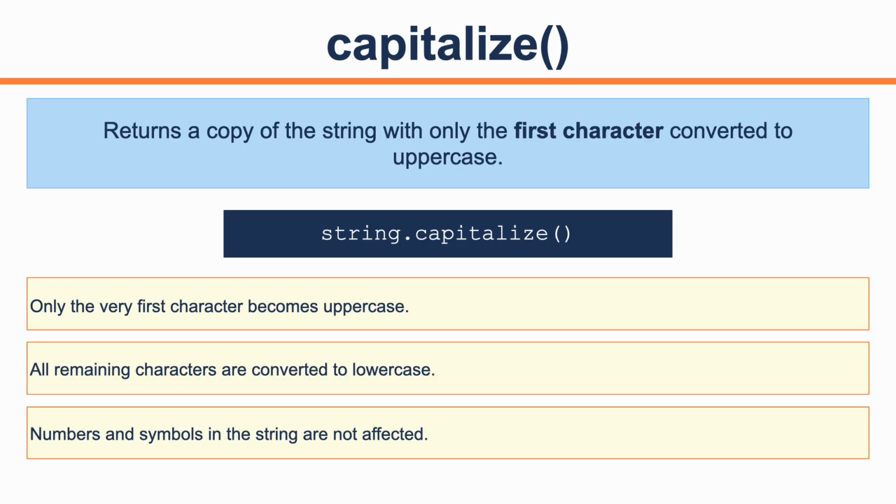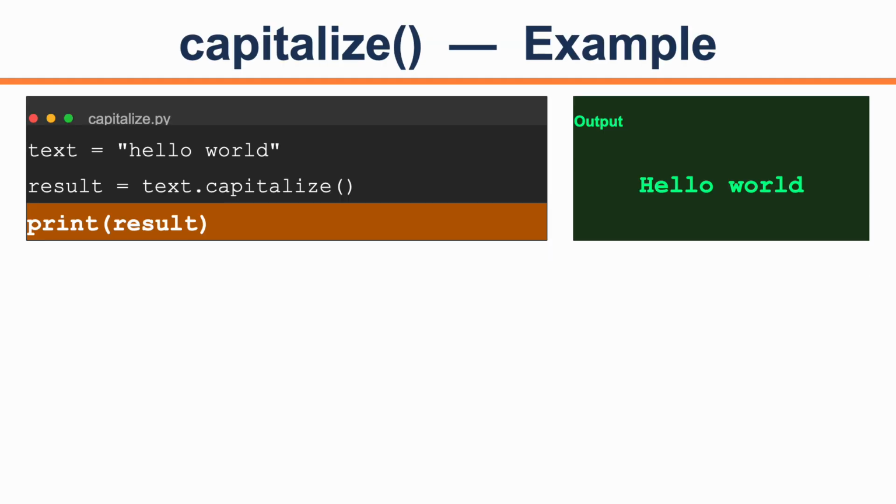The capitalize method returns a copy of the string with only the very first character converted to uppercase. All remaining characters are converted to lowercase. It does not affect numbers or symbols. Here we store the string hello world in a variable called text. Calling the capitalize method returns hello world with only the first letter uppercased and the rest in lowercase.